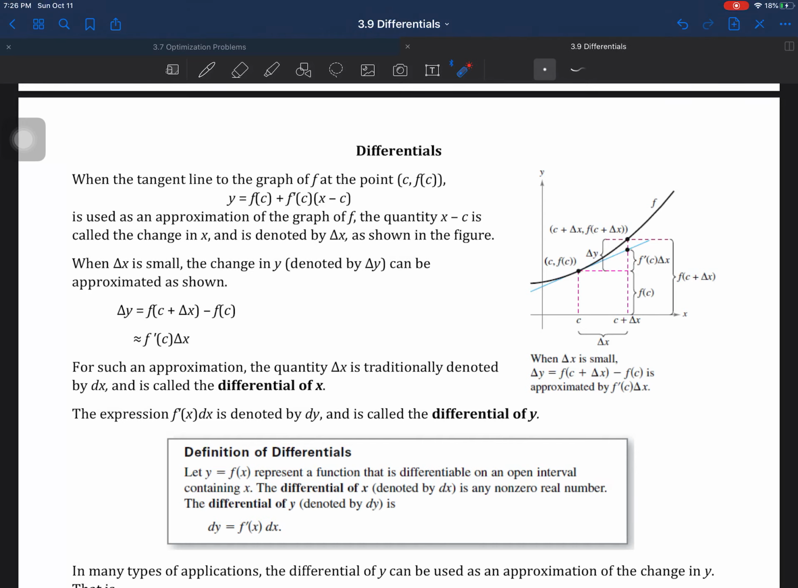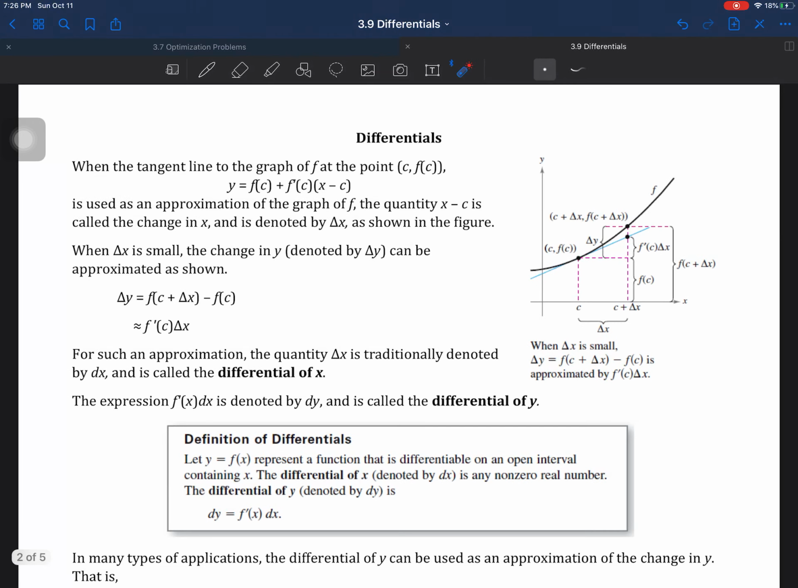So if you notice here, if we know c and we know the function, we don't actually have to calculate f of c plus delta x. We can approximate it by just taking the derivative of the function, plugging in c, and then multiplying by this difference, which is delta x. All right, so that's what we're trying to say here.